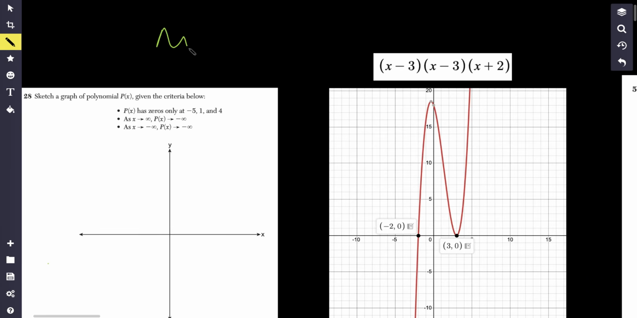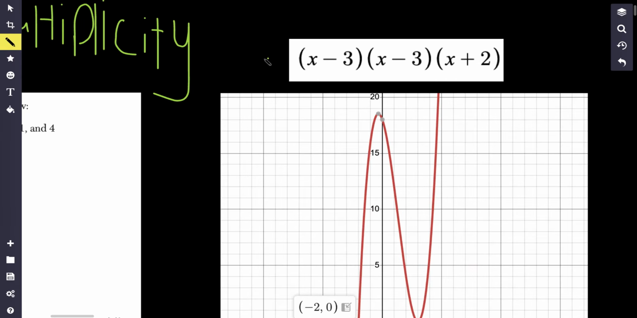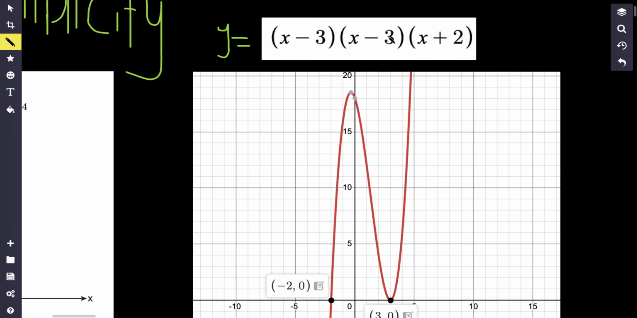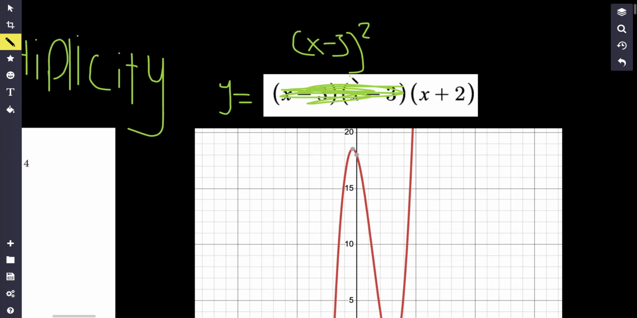Now let's talk about something called the multiplicity of functions. Right over here, I have the graph of y equals x minus 3 times x minus 3, or let's write it as x minus 3 to the second power, and then times x plus 2 to the first power.